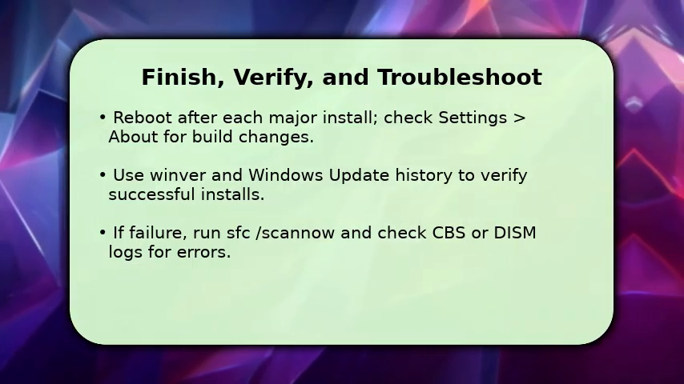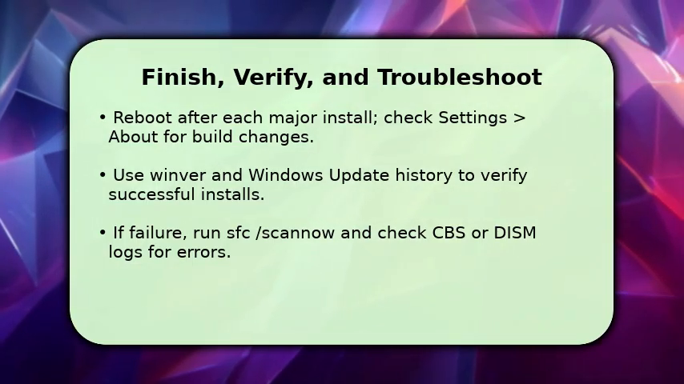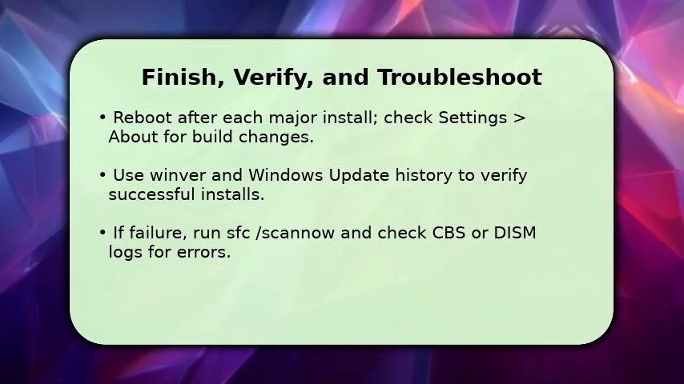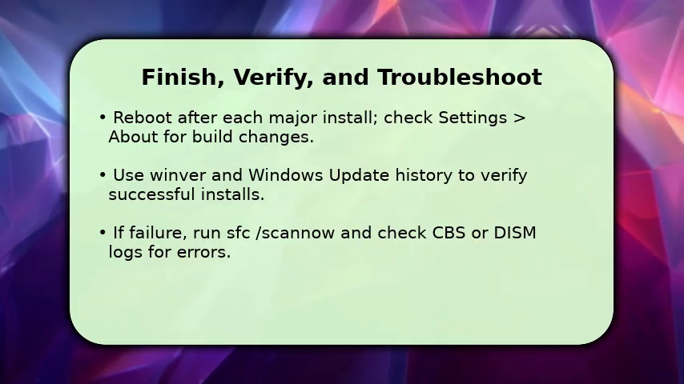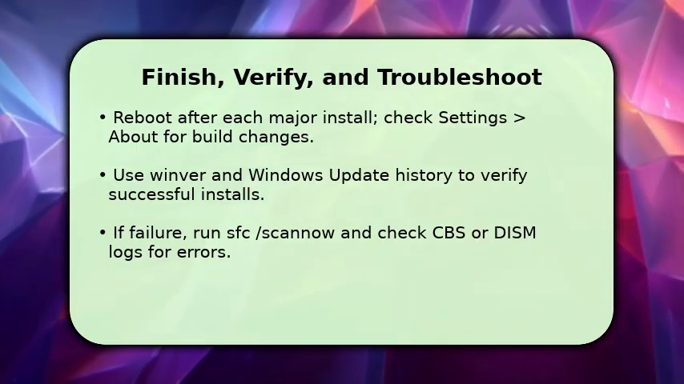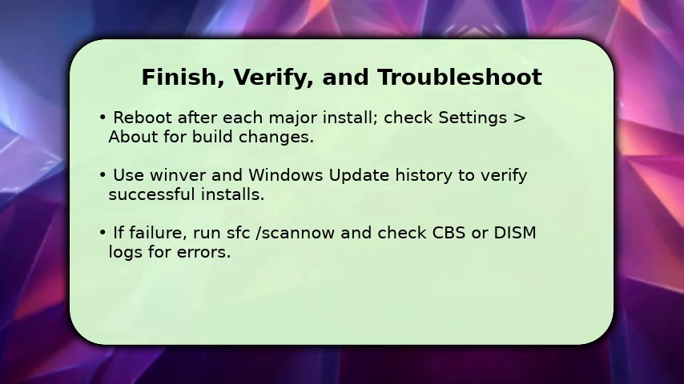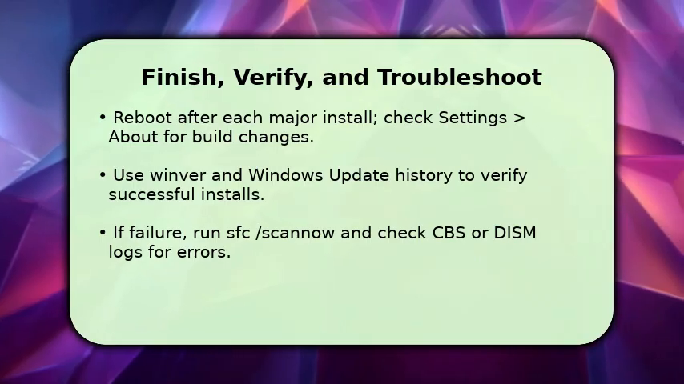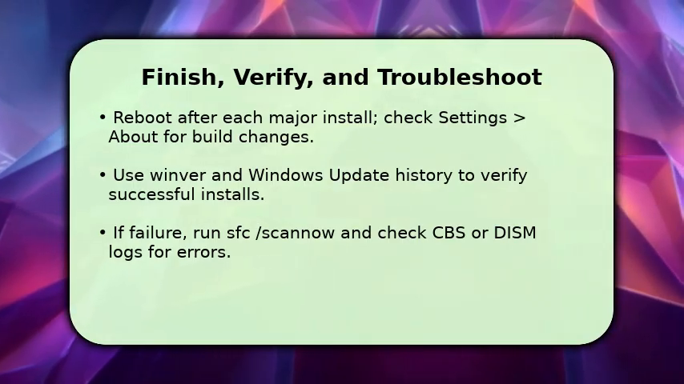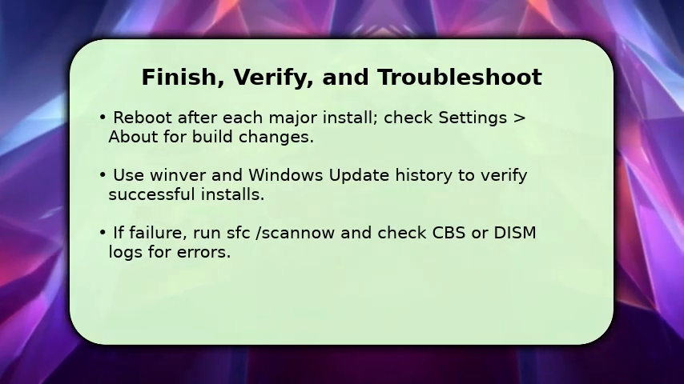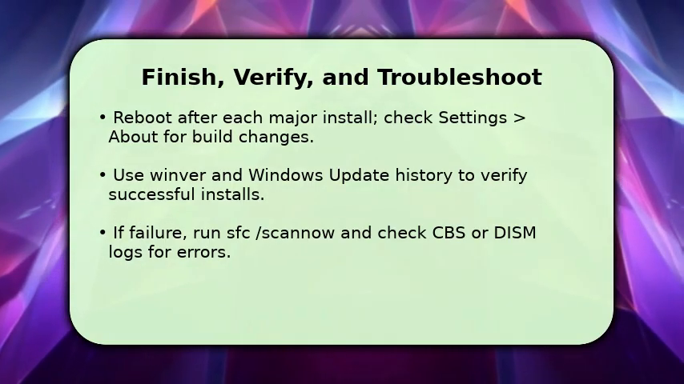If something fails, make sure the package matched your architecture and build. Then run sfc /scannow to repair system files and DISM /online /cleanup-image /restorehealth if needed. If an install error persists, review C:\Windows\Logs\CBS\CBS.log for specific codes and reapply the correct KB or use the ISO upgrade path to recover.